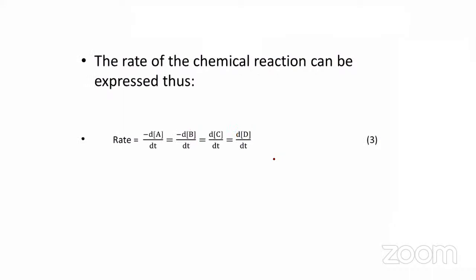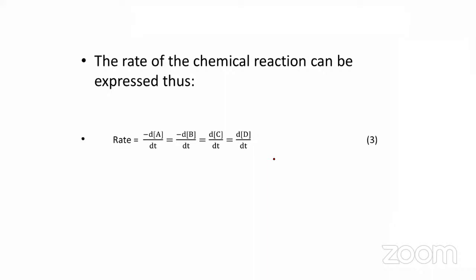Therefore, equation 3 is a relationship between the rate of decrease of A and the rate of decrease of B and the rate of formation of C and also the rate of formation of D. That's a relationship that ties them together. Why is this so easy? Because 1 mole of each of the reactants, 1 mole, the product also 1 mole.